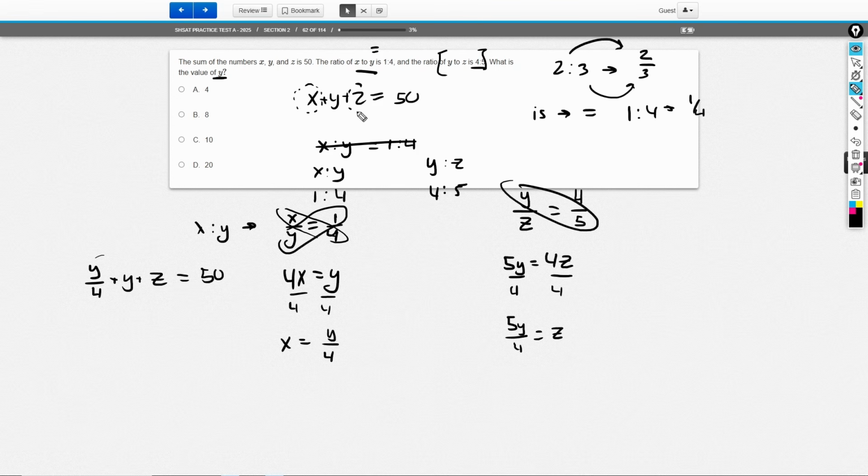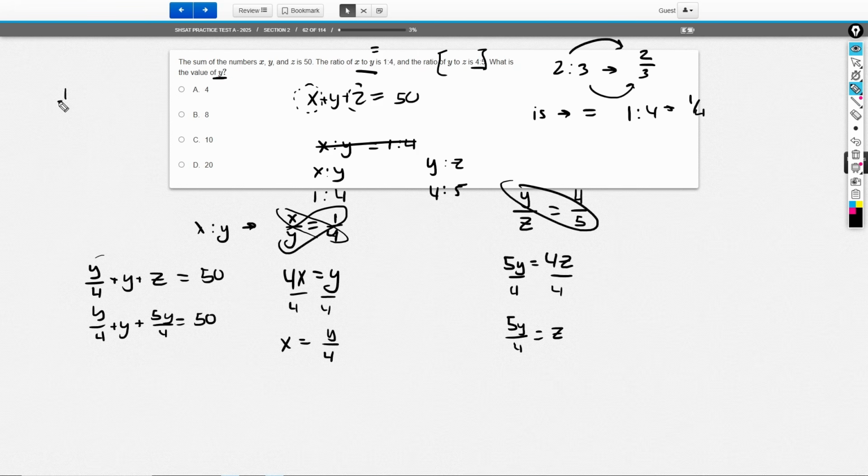Now I can plug that into z, and I get y over 4 plus y plus 5y over 4 is equal to 50. And now I can solve this problem because I know the value for y. I have all of the same variables down here, so I can combine them and then divide by whatever the coefficient is. So now what I can do is I can just combine these fractions.